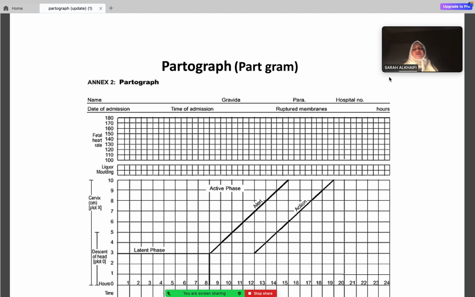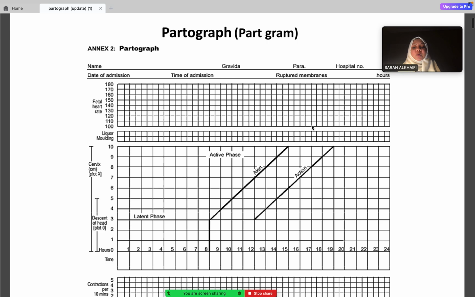We're going to talk about partograph or partogram, whatever you call it. It's a very important tool that we can use during labor and delivery. For me, it's like a story that you can tell about your patient, about the baby, about the progress of labor, vital signs, fetal heart rate, cervical dilatation, medication, and a lot of information. You can get it from a glance of one page.